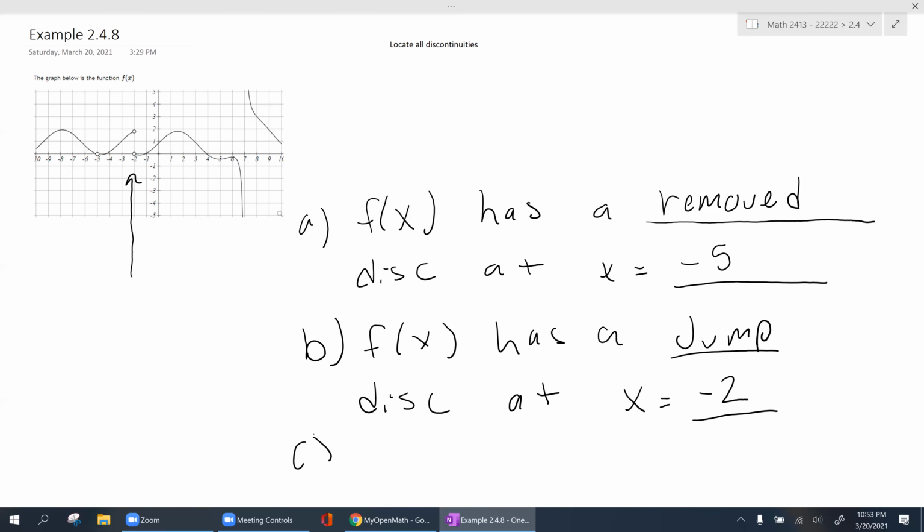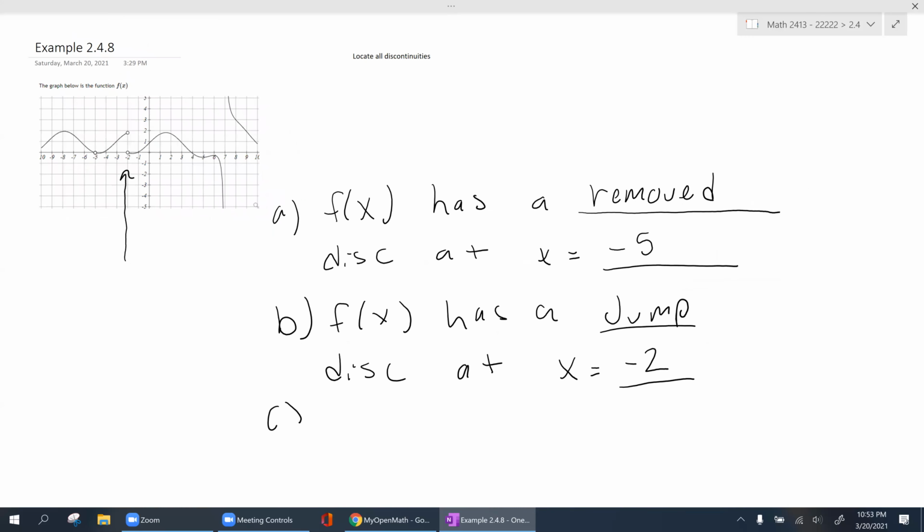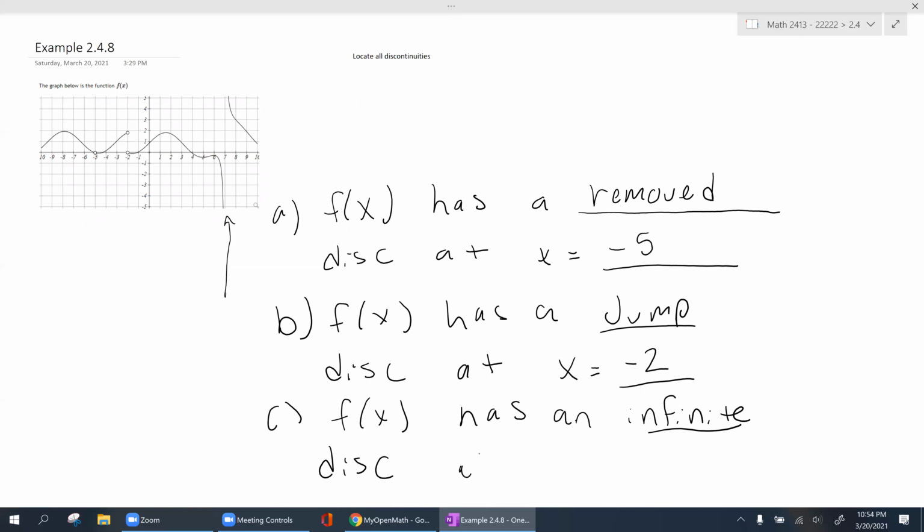And last but not least, it's going to be that one there. f of x has an infinite discontinuity at x equals, what is that, 7. So it's going to be our job to locate those.